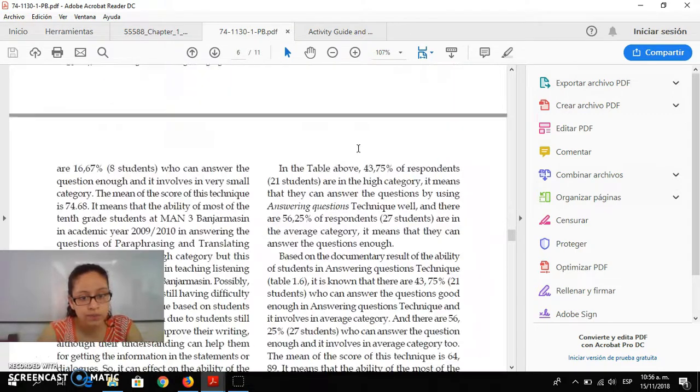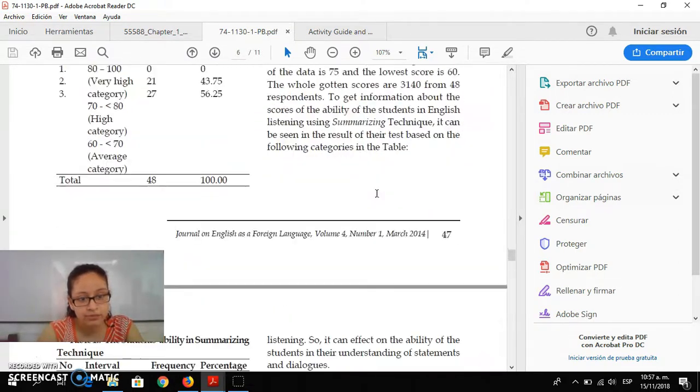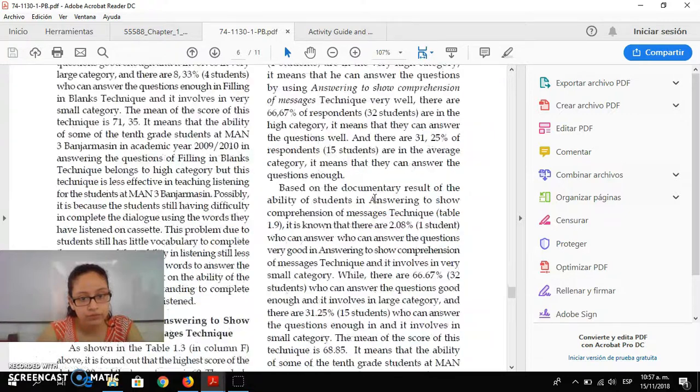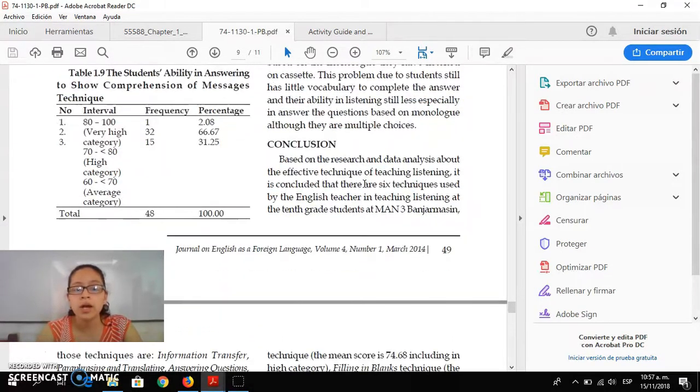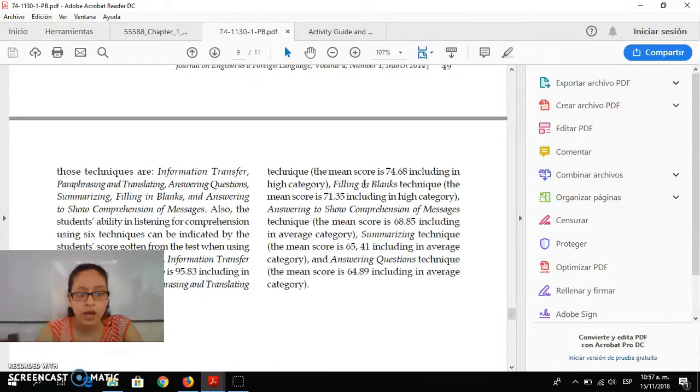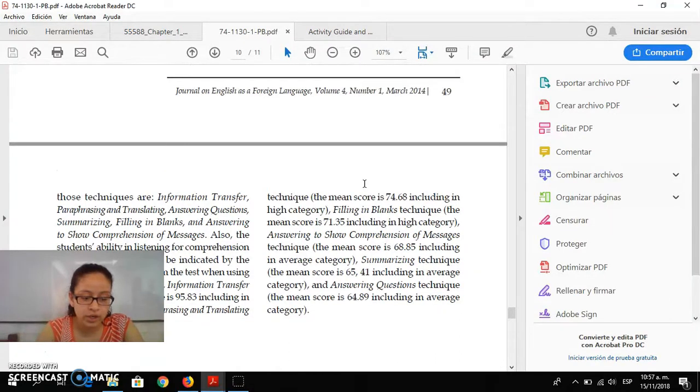1, 2, 3, 4, 5, and 6, and all the descriptions and findings about each technique, all the 6 techniques that were found in the research. And finally, they wrote a conclusion expressing the important elements that they found in the research.